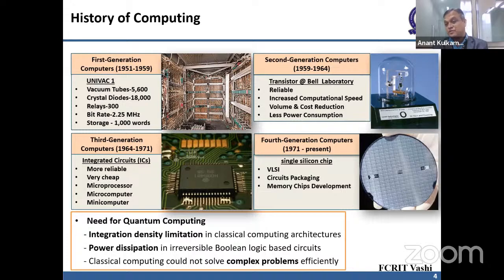Why were transistors so special? There were many reasons. First, they were reliable, unlike vacuum tubes. Second, the transistor increased computational speed. Then, as I said, transistors fit on a fingertip, so there was a drastic reduction in volume and cost because of the utilization of the transistor for computing.